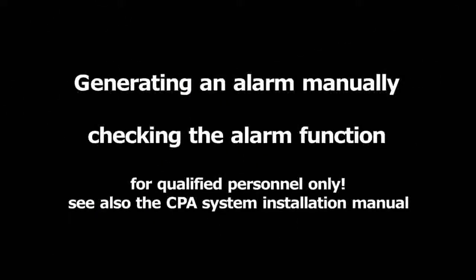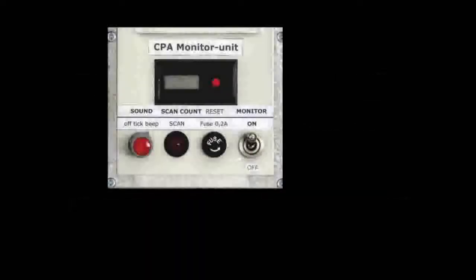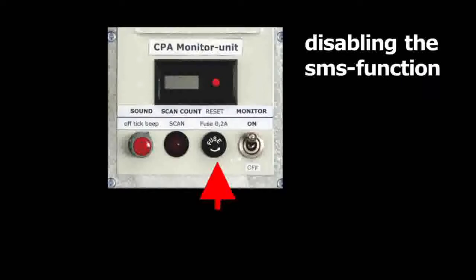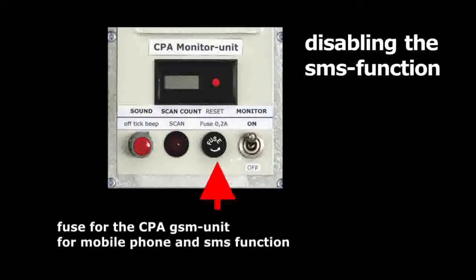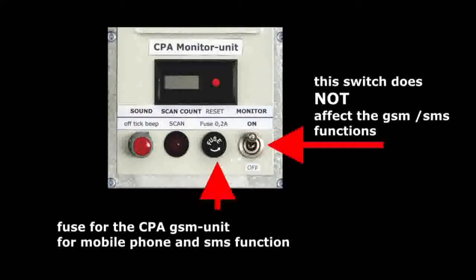Generating an alarm manually. Checking the alarm function by qualified personnel only. See also the CPA system installation manual. First, disable the SMS function by taking out the fuse at the CPA monitor unit, preventing the sending of an alarm SMS to the customer's mobile phones during this test.